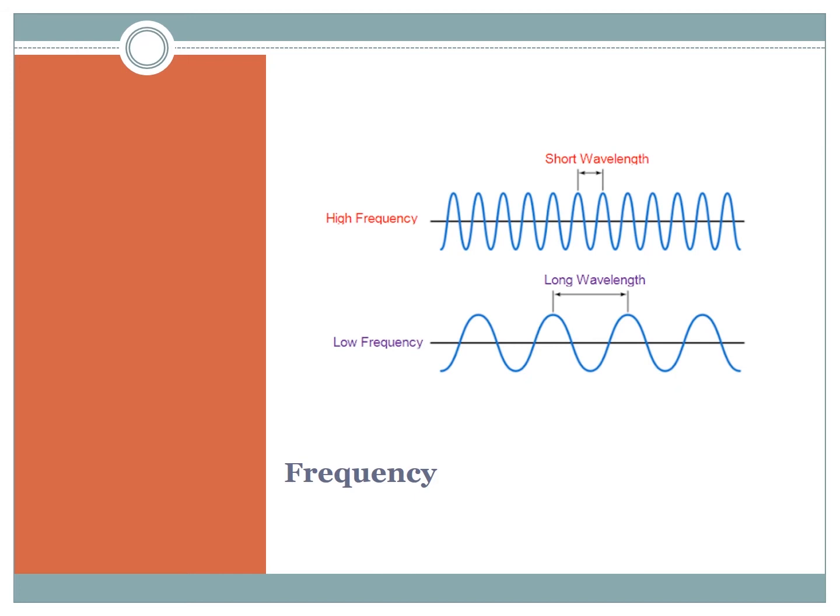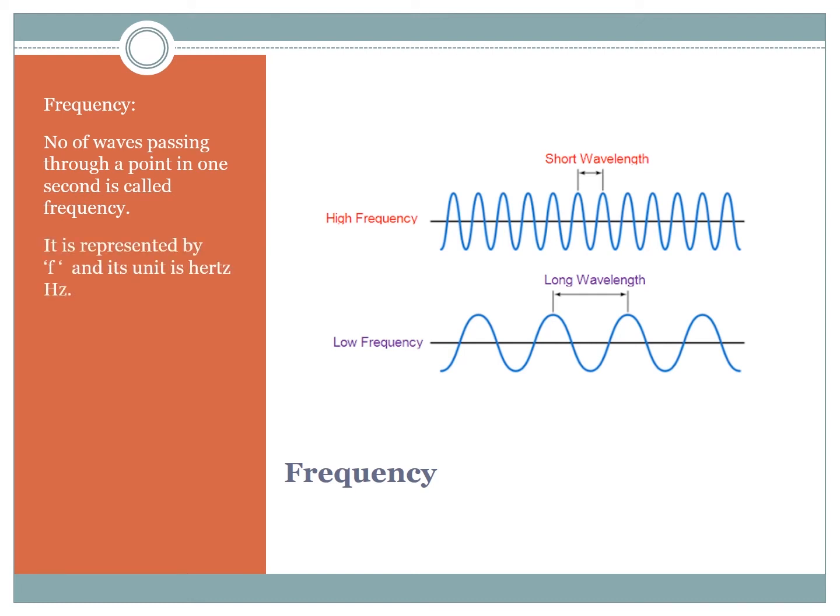Now we will discuss the next characteristic, that is frequency. It is basically the number of waves passing through a point in 1 second. It is represented by small f and its unit is hertz. As it is clear from the definition, frequency entirely depends upon the number of waves. Greater the number of waves, greater will be the frequency. Lower the number of waves, lower the frequency.